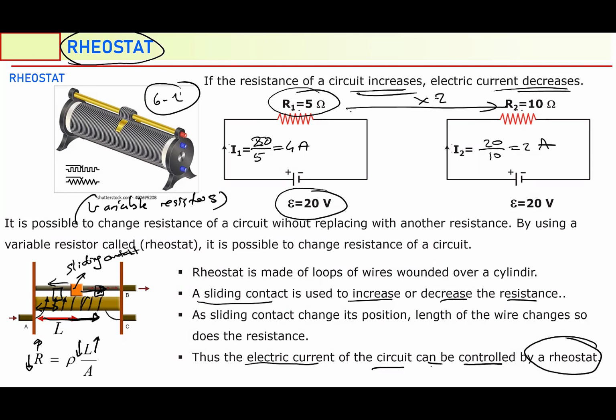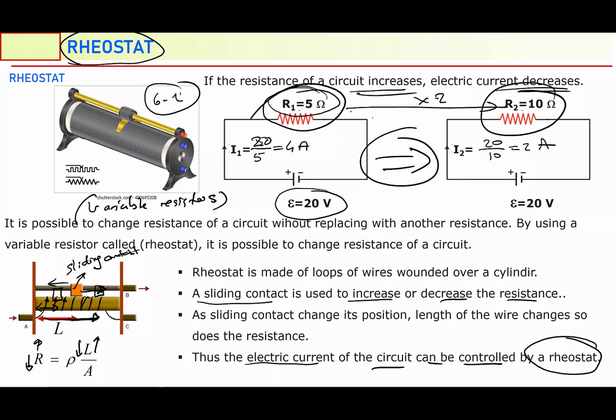Teacher, what does it mean when it says without replacing with another resistance? In this example, what we did, instead of 5 ohm resistor, we put another resistor, 10, correct? Yes. So this is replacing, and putting instead of one resistor, another resistor. You are going to take one resistor from the circuit and you will put another resistor. But by using rheostat, you don't need to replace it. Just move the slide backward and forward and you can change the resistance.